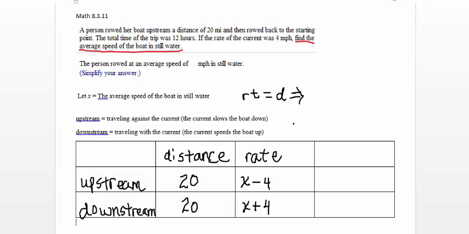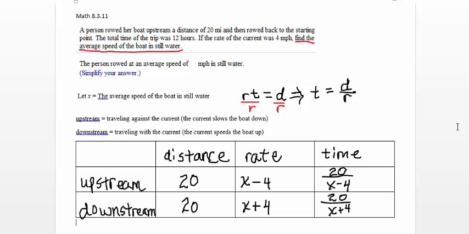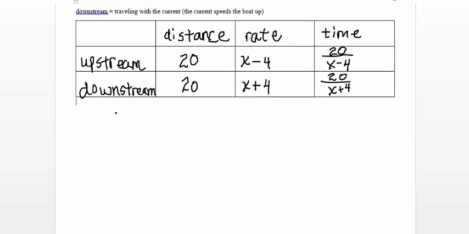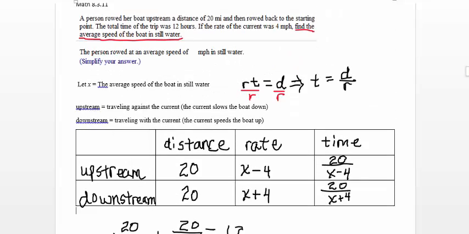Since rate times time is distance, if we solve that motion equation for time, by dividing both sides of the equation by r, we find out that time equals distance divided by rate. So the time of the upstream trip is 20, the distance, divided by x minus 4, the rate. The downstream time is 20 divided by x plus 4. So in both cases, we divide the distance of that portion of the trip by the rate. The problem told us the total time of the trip was 12 hours. So the upstream time added to the downstream time equals 12.